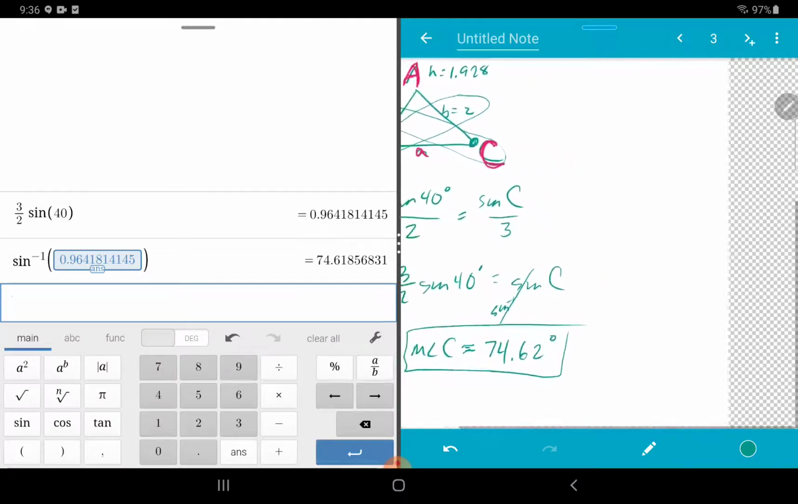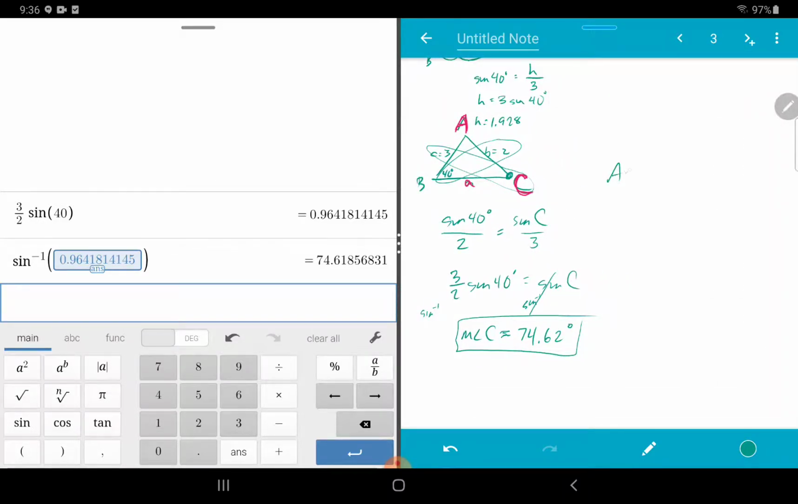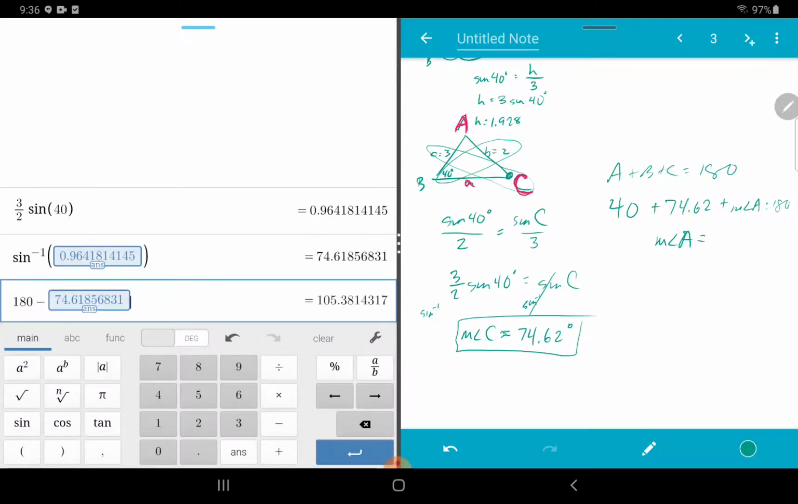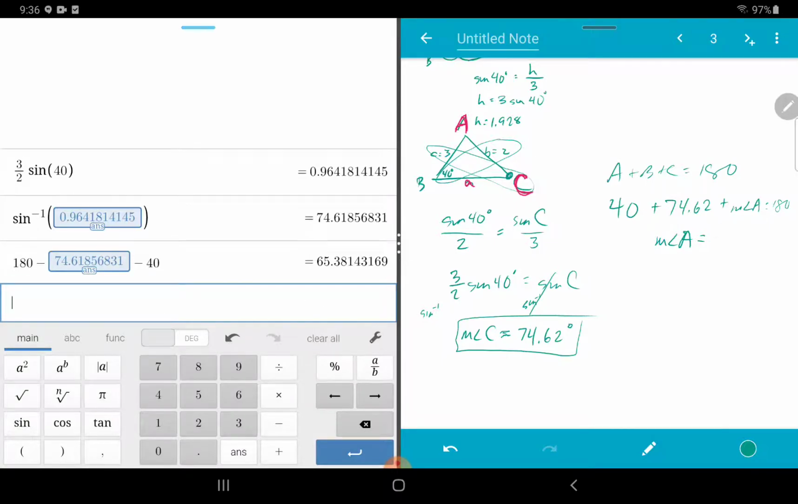Since we have C, we know that to find angle A, A plus B plus C is equal to 180. And therefore we have 40 plus 74.62 plus measure of angle A is equal to 180. And so measure of angle A is equal to, let's go ahead and do that, 180 minus my answer, minus 40. It's going to give me 65.38 degrees. So that's measure of angle A.